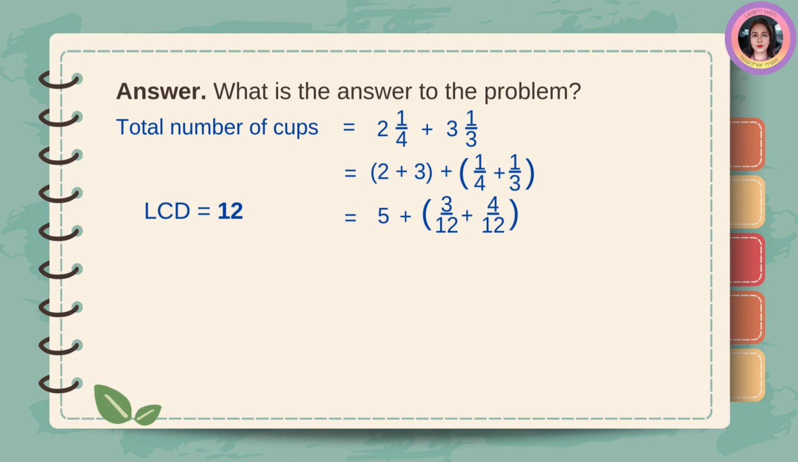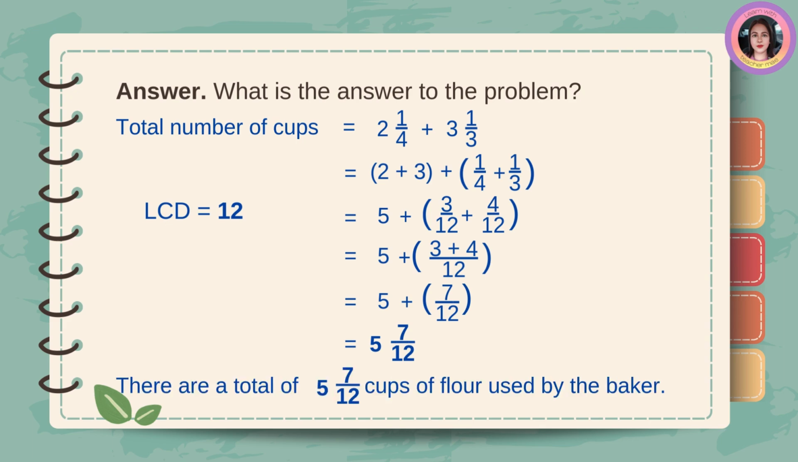5 plus 3/12 plus 4/12 is equal to 5 plus 3 plus 4 over 12. 3 plus 4 is equal to 7. 5 plus 7/12 is equal to 5 and 7/12. There are a total of 5 and 7/12 cups of flour used by the baker.